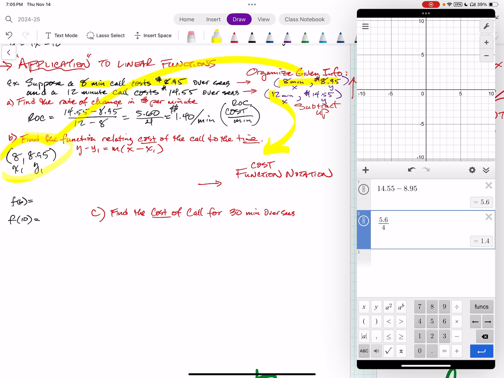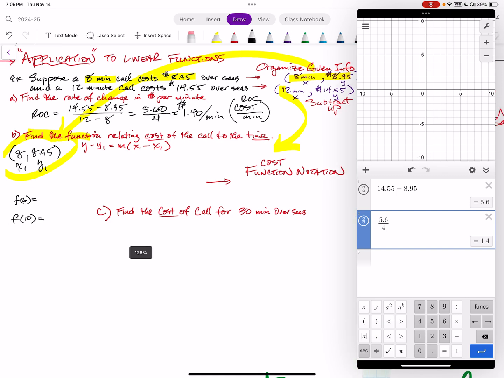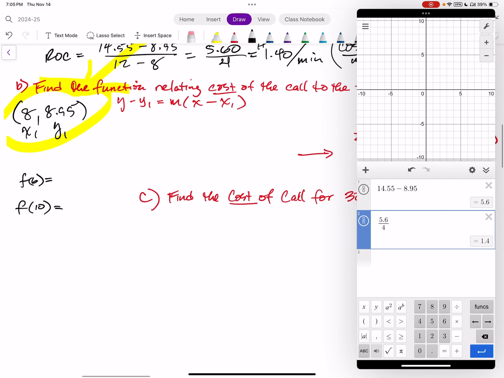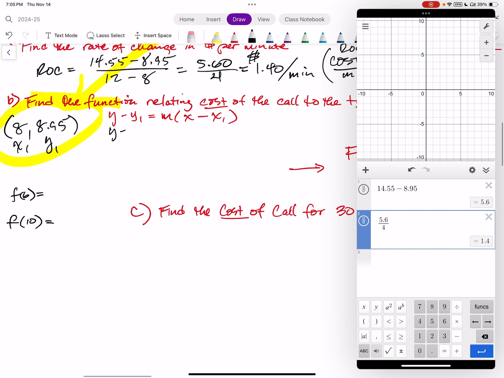Okay, so notice that I picked that point right there. You can pick either point, it doesn't matter. We've talked about that in class many times. So now let's find the function. So here we go. y minus the y coordinate, 895, equals slope, which is $1.40, times x minus the x coordinate, which is 8.